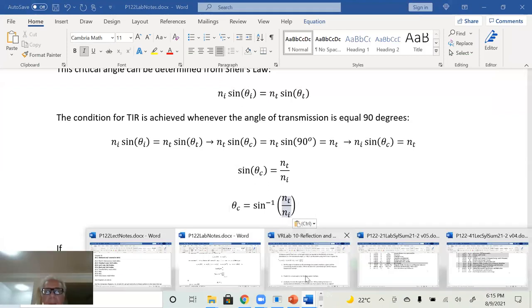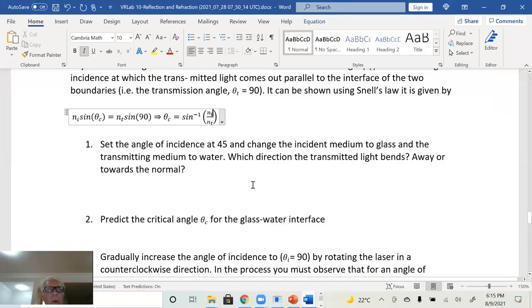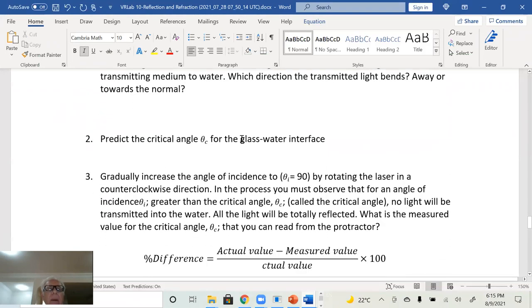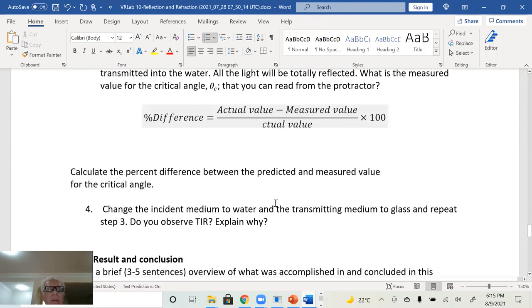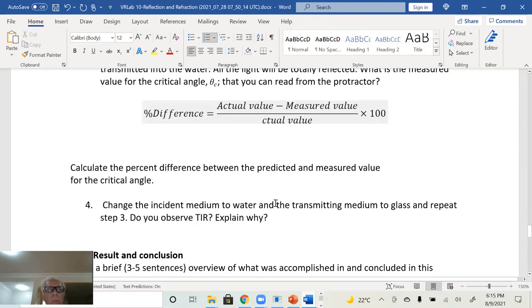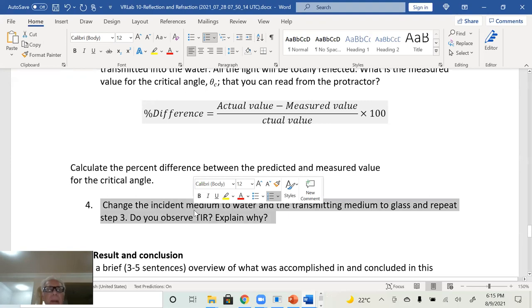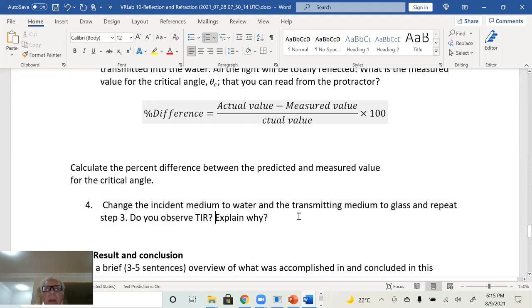Let's see what he wants us to do. Predict the critical angle, and then we can take the percentage difference. Change the incident medium to water and the transmitting medium to glass. Do you observe the IR? No, you're not going to observe the IR, but let's do that anyway.